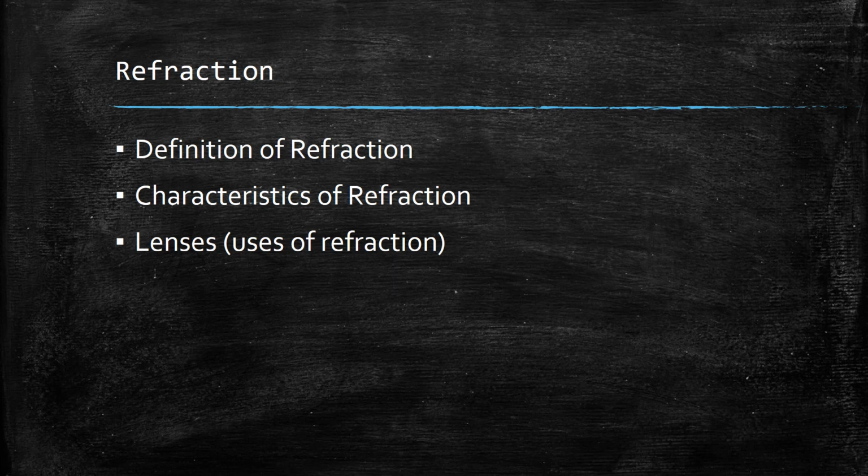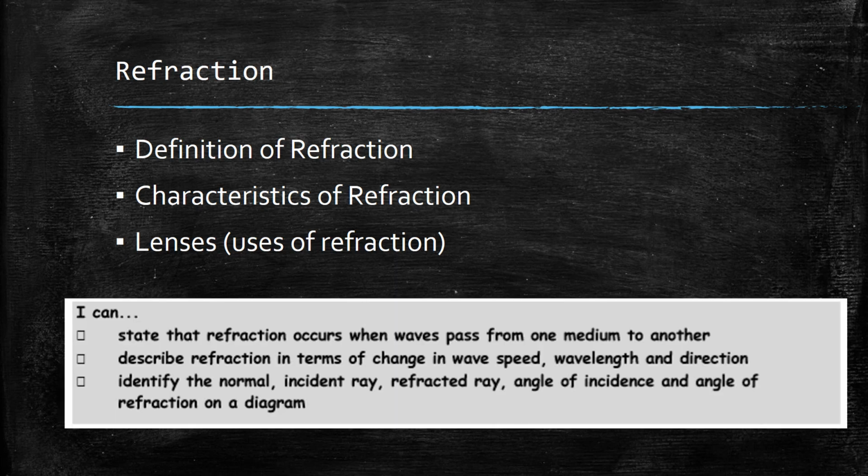Our learning outcomes: I can state that refraction occurs when waves pass from one medium to another. I can describe refraction in terms of change in wave speed, wavelength, and direction. I can identify the normal, incident ray, refracted ray, angle of incidence, and angle of refraction on a diagram.